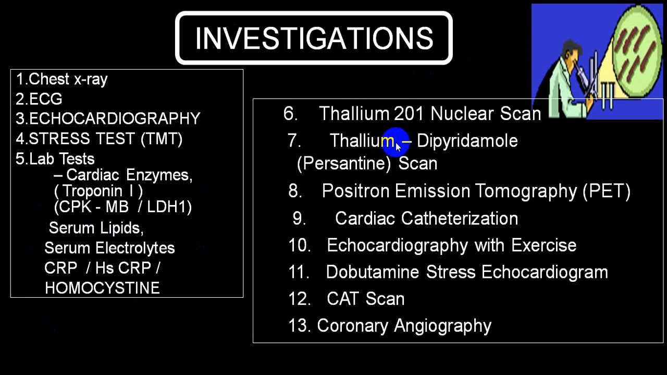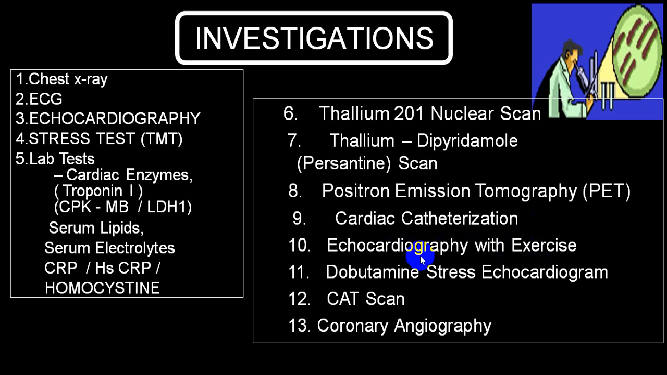Thallium scan, thallium stress scan, these are done to find out the viable myocardium or non-viable myocardium. PET scan is also utilized for that purpose. Cardiac catheterization is usually to find out the occlusive, non-occlusive groups. So MINOCA will be differentiated by doing angiography, and that is combined with, by and large, with MRI or with CT angio or MRI angio.